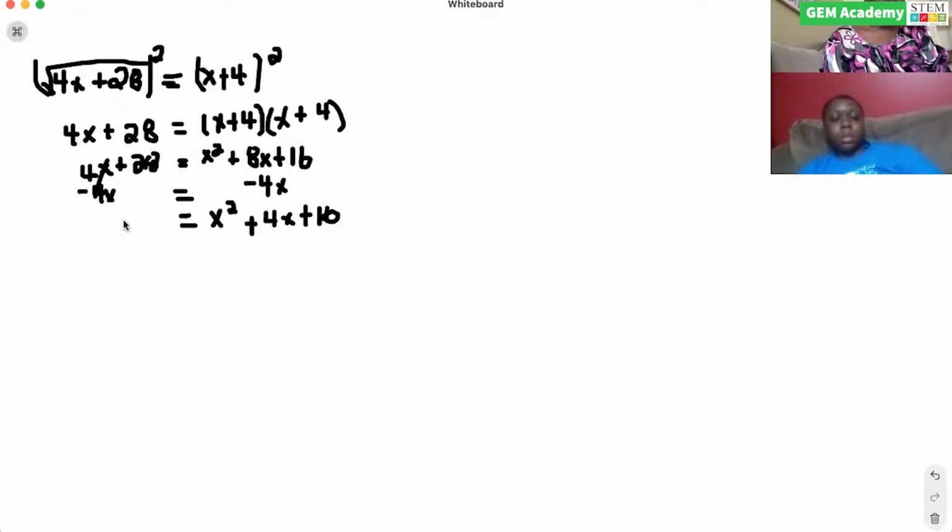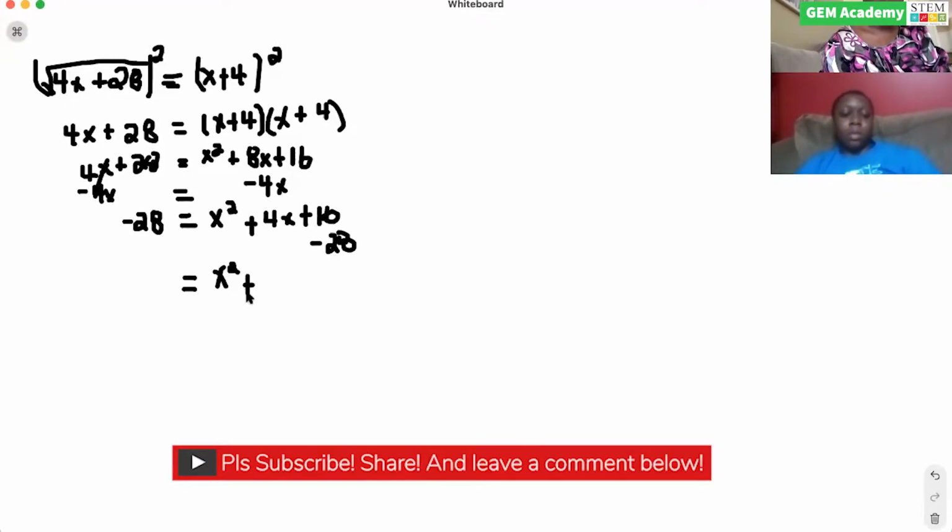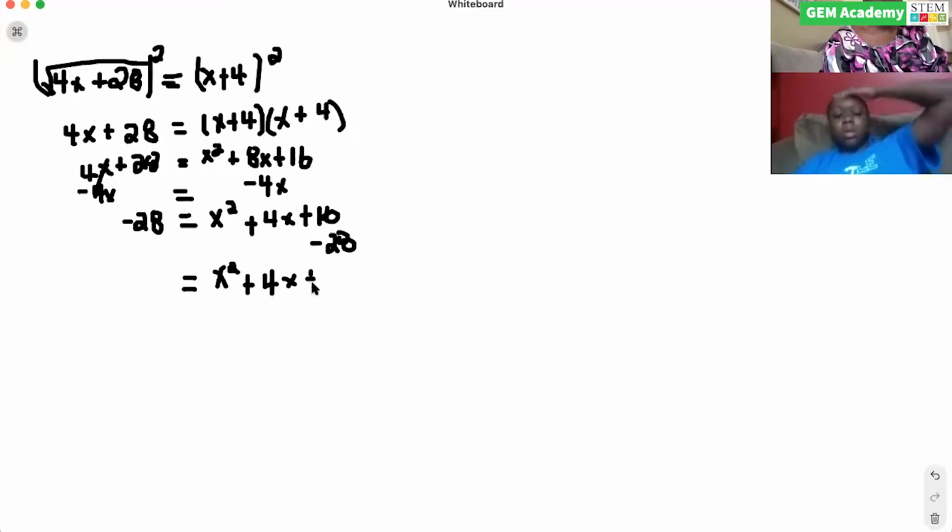So now subtract 28 and do that to this side. Again, you just write everything down. So you have x squared plus 4x minus 12. Now we have to factor this. You have to ask yourself, what two numbers give you, that should be minus 12, not positive. Let's undo that part and make that minus 12.